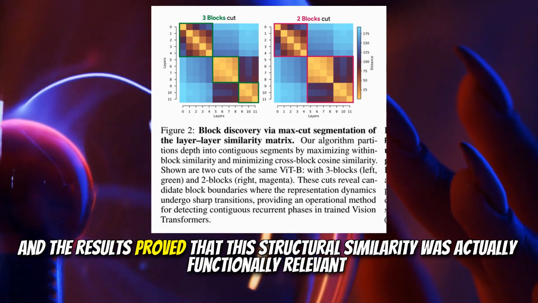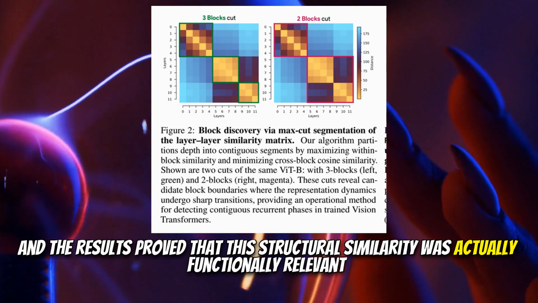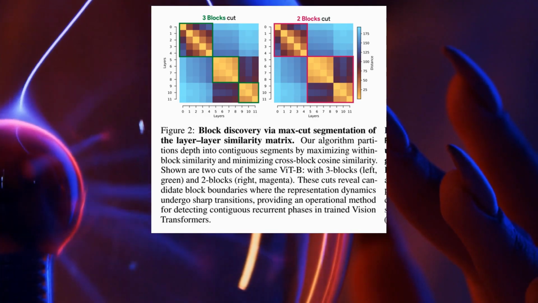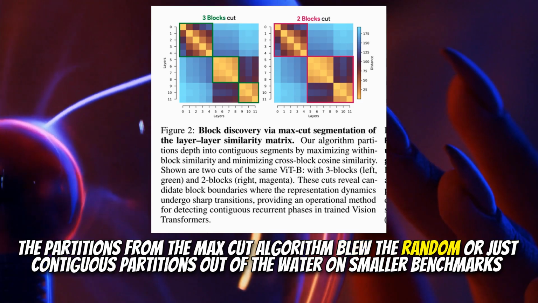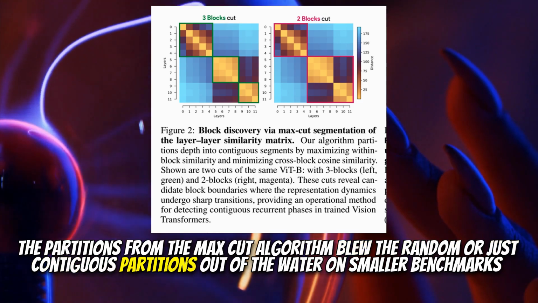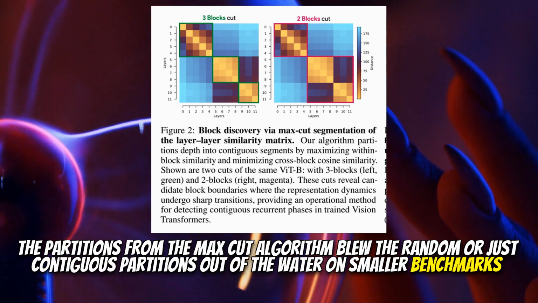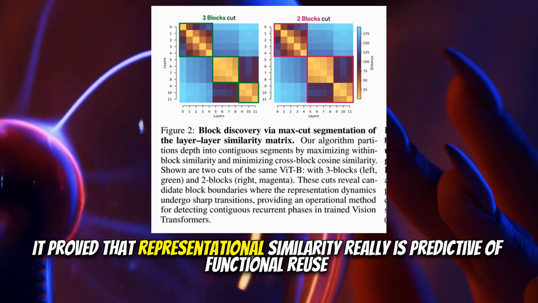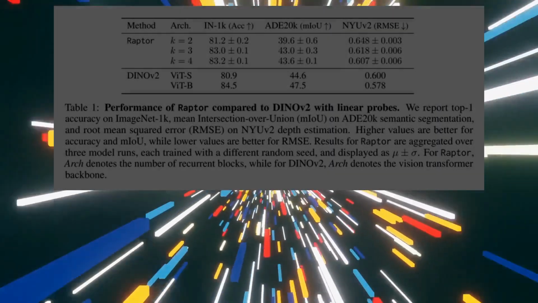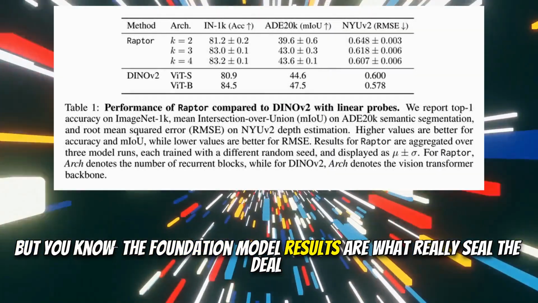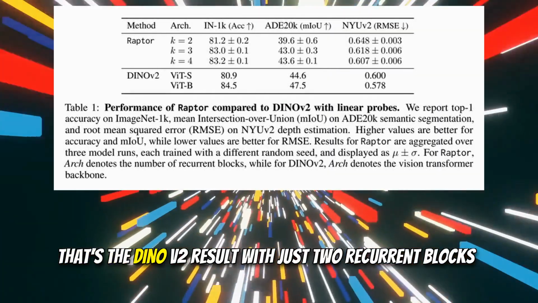And the results proved that this structural similarity was actually functionally relevant. Absolutely. The partitions from the max-cut algorithm blew the random or just contiguous partitions out of the water on smaller benchmarks. It proved that representational similarity really is predictive of functional reuse. But the foundation model results are what really seal the deal. Right, that's the DINOv2 result.